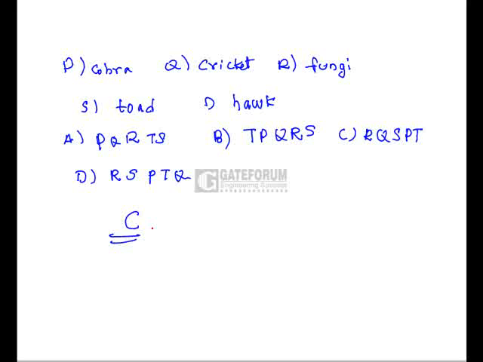Hawk is a bird which eats a cobra or a snake. And cobra in turn eats toad. Toad is a frog. And frog in turn eats cricket. That is again a grasshopper-like creature. And this in turn eats fungi. Therefore, the best answer is R, that is fungi, Q, cricket, then S, that is toad, then P, and finally T. C, the best option.